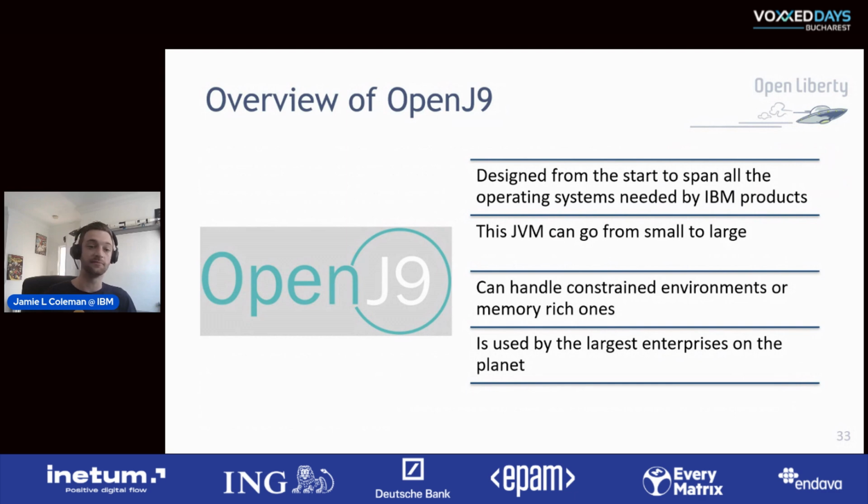OpenJ9, this has been IBM's Java for a very long time. It was open sourced, like I said, about 4 or 5 years ago. It can be a very small JVM, or it can go very large, depending on what your requirements are. If you're using it in microservices, it can be very small. Or if you're doing it in a more old-fashioned way, where you're deploying it to a virtual machine with lots of different applications running on the same JVM, then it can go large. And because it's been IBM's JVM and at the core of some of our Java products, it has been used by lots of the biggest enterprises on the planet. So it is a very robust JVM.